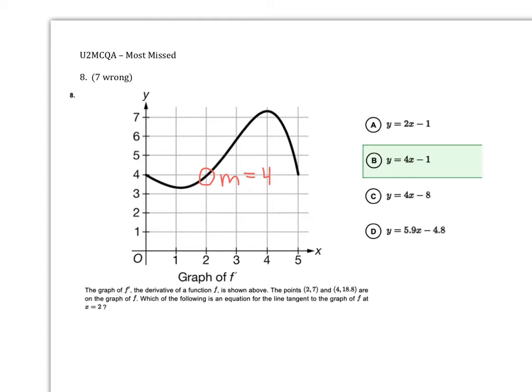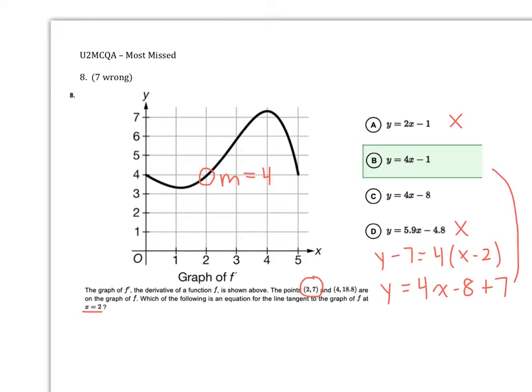So right from the get-go, we can cross out A and D as our options. Now it wants to know the line tangent to the graph at x equals 2, so we're going to focus on the point (2, 7). So now we just plug that into our slope-intercept form. We have y minus 7 equals 4 times the quantity x minus 2, and when we work through this, we get y equals 4x minus 8, but we can't forget to add that 7 to the other side, and that's where we get B as our final answer.